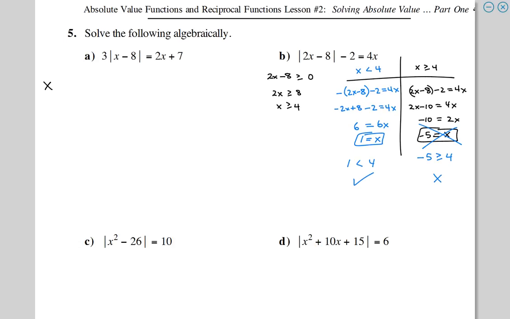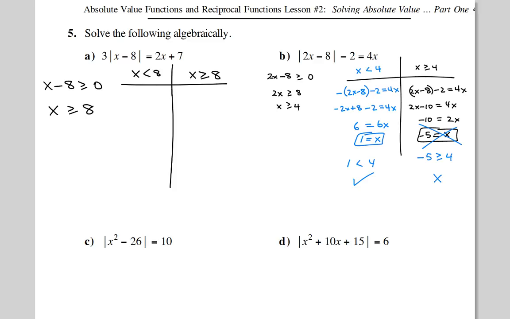So original, this one's easy. Where's x minus 8 bigger than 0? Obviously it has to be when x is bigger than 8, right? Or equal to 8. So x greater or equal to 8. Go to your t-chart. x greater or equal to 8. And then x strictly less than 8.